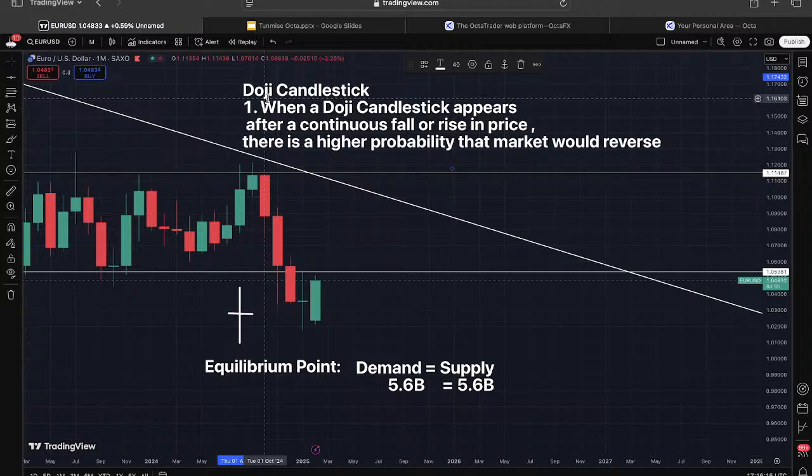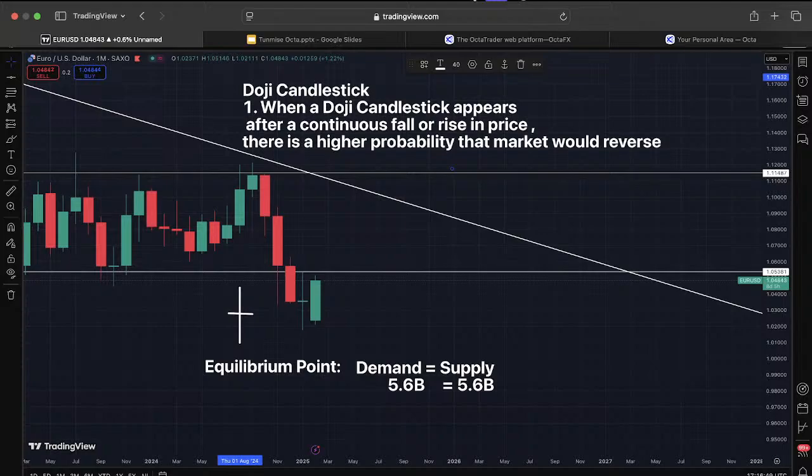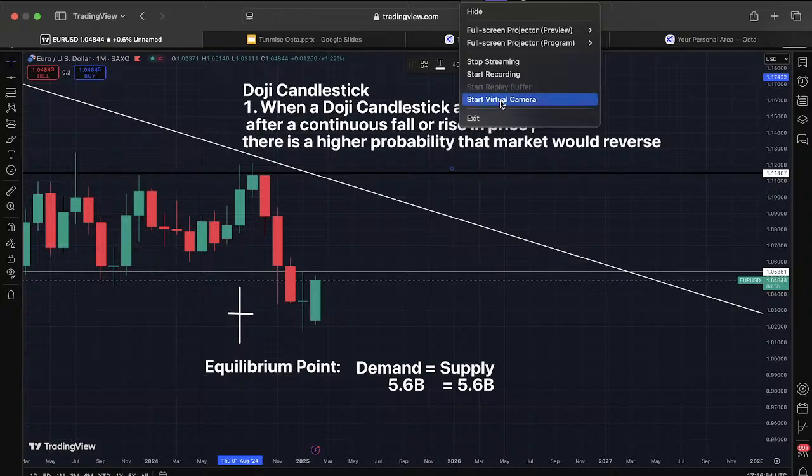When a doji candlestick appears after a continuous fall or rise in price, there is a higher likelihood or higher probability that market would reverse.